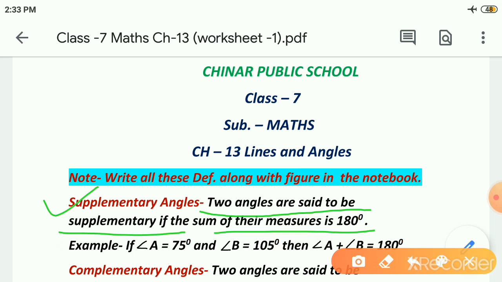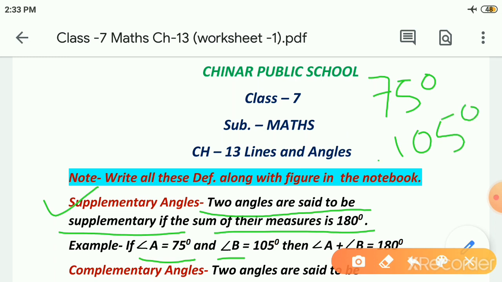What does it mean? Suppose you have two angles, angle A and angle B. The value of angle A is 75 degrees and the value of B is 105 degrees. Now if we add them and the sum is 180 degrees, we say yes, these two angles are supplementary angles. It means one angle is the supplement of the other. The supplement of 75 is 105 and the supplement of 105 is 75.